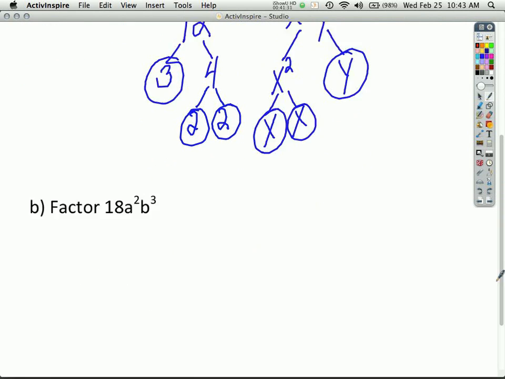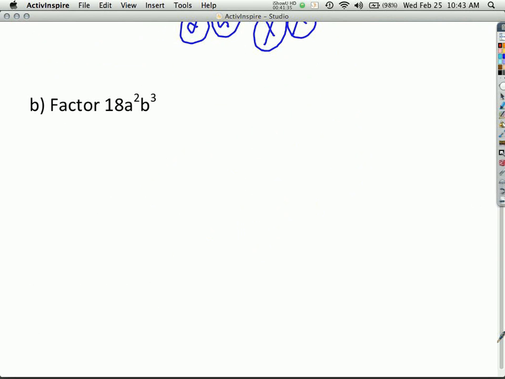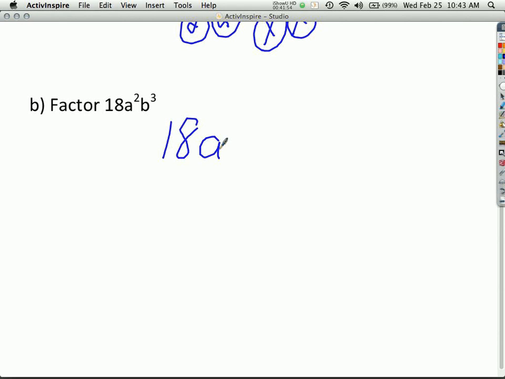That's what we're going to talk about right now. So now that we've seen it, and now that we're super bright, we can use our minds creatively. So now we're going to factor 18a squared b to the third. But we're going to do it differently, and I don't want you to do anything. Don't start writing the answer, even if you think you know. Okay? We've got 18a squared b to the third.